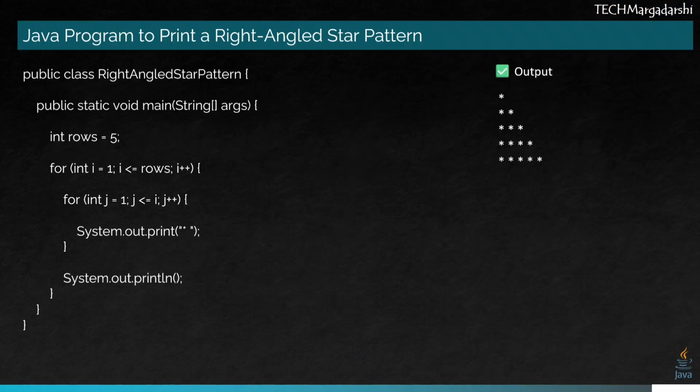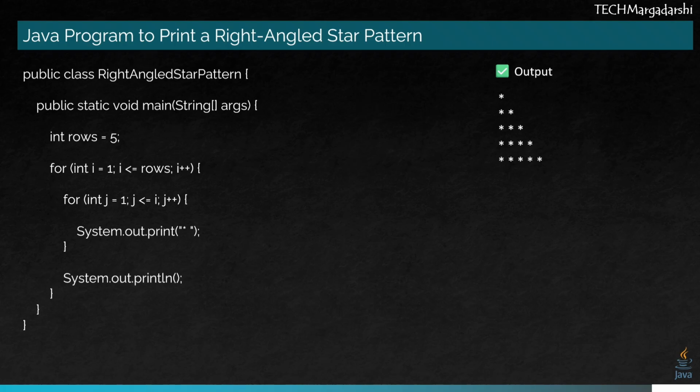Let's understand how to print a right-angled star pattern in Java. Here we take the number of rows as 5. To print this pattern, we use nested for loops. One loop for rows and another loop for printing the stars. The outer loop controls the number of rows and runs from 1 to 5. The inner loop prints stars based on the current row number.